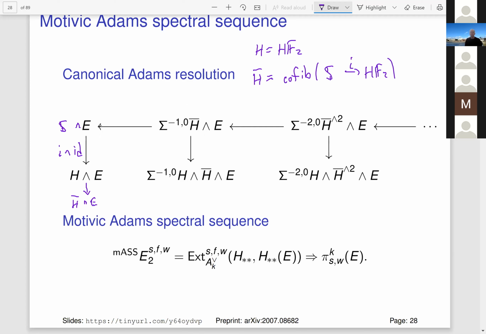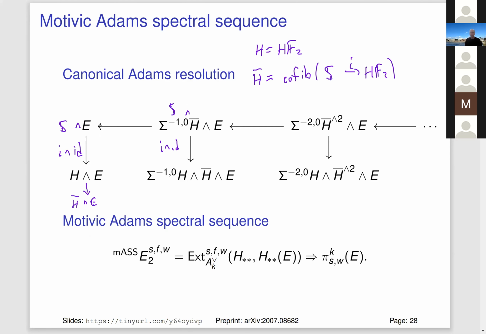Now I can play the same game. I realize that this thing is the same thing smash the sphere spectrum. And again, I can apply my unit map, smash the identity on the second two factors, and then take the fiber, then smash with the sphere, take the unit map, take the fiber, and so on. So the resulting resolution is called a canonical Adams resolution for E. And anytime you have such a resolution, you get an Adams spectral sequence.